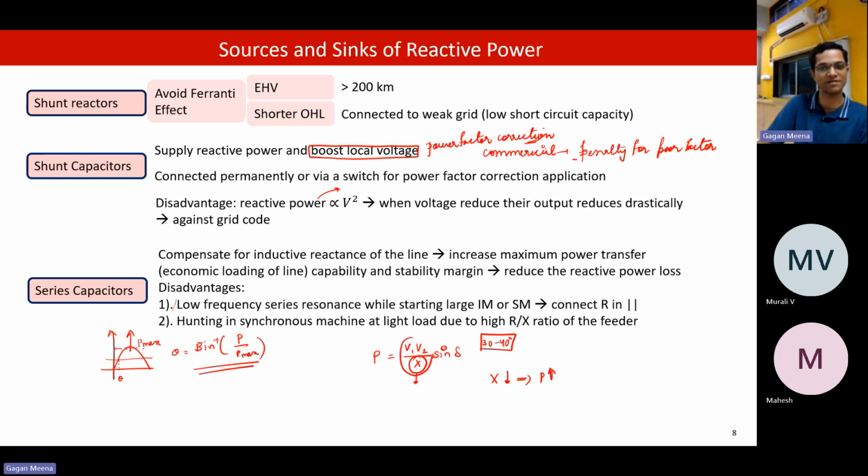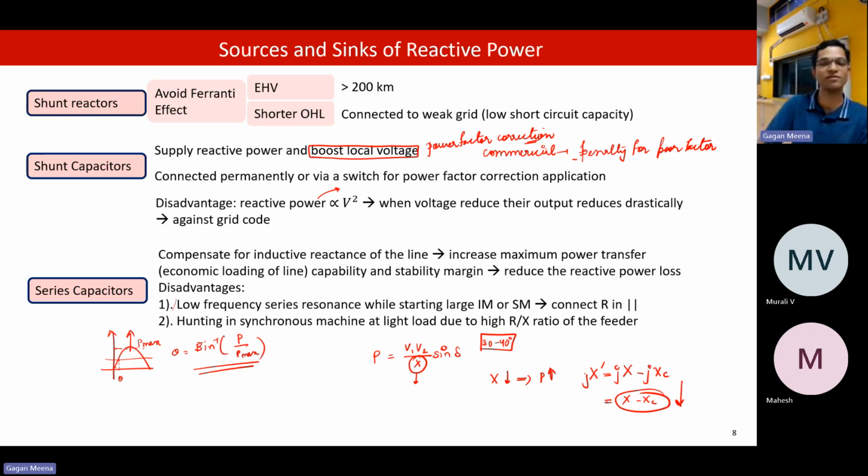So this is P max. We can increase the P max, and the series capacitor does that, because if this is a new reactance, the existing was X. If we introduce a capacitor, then it will reduce the reactance of the line.